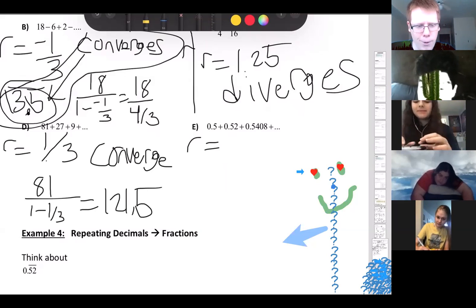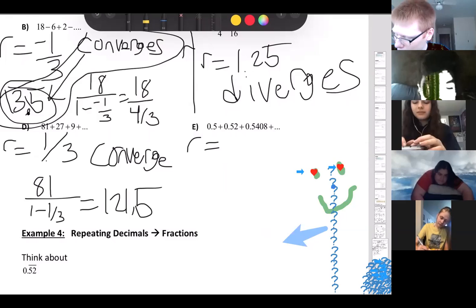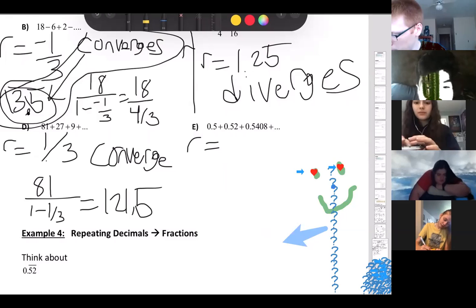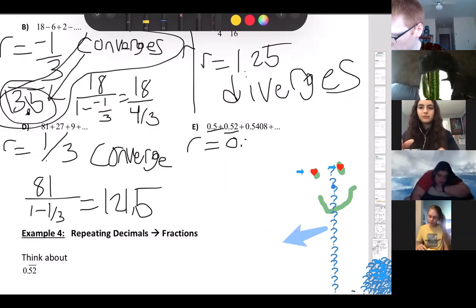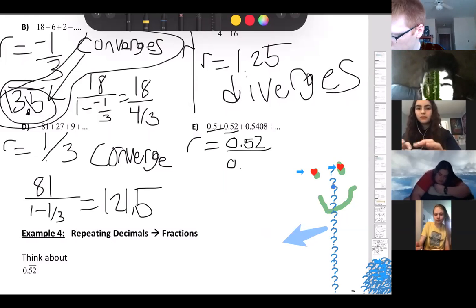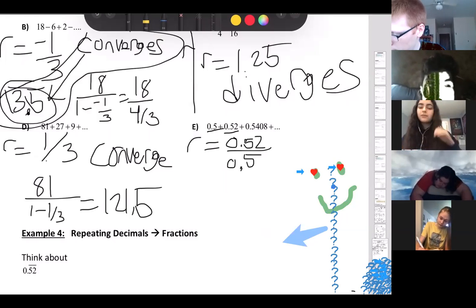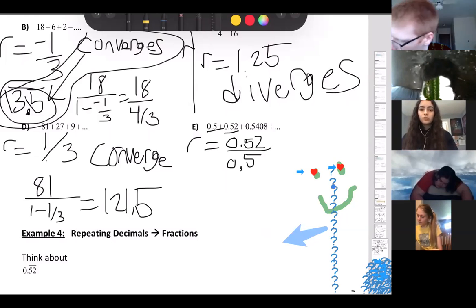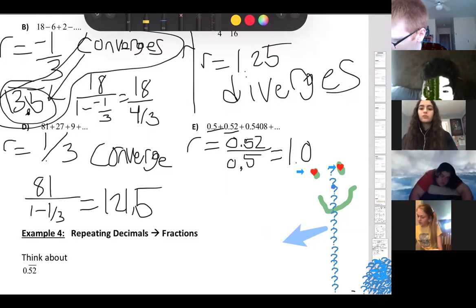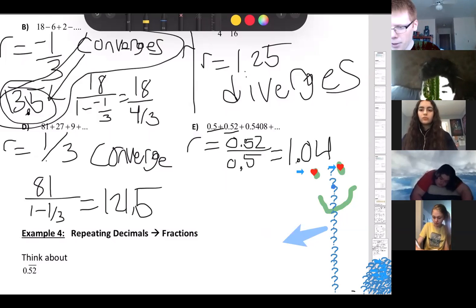All right, what about E? How do we figure out our R value? It's not one you can just look at. One way you can find your R value is to take a term, it doesn't matter which, and divide it by the term that came before it. So I'll do the second term. It'd be bigger than 1, wouldn't it? Yes. What did they get? 1.04. But you're right, it doesn't even matter what it is because it's going to be bigger than 1. So that means it's divergent.